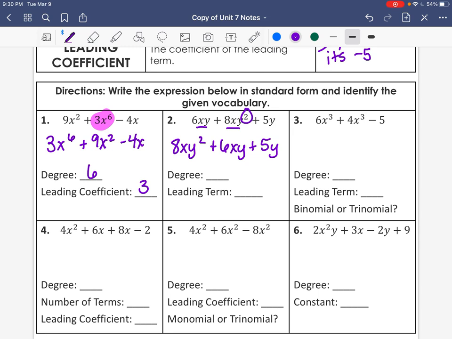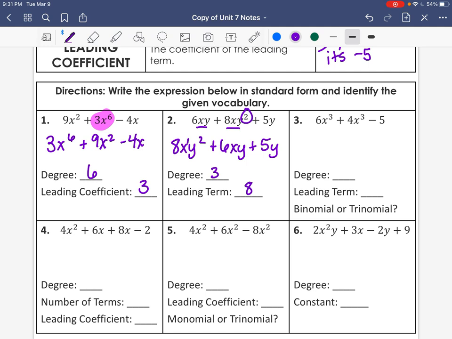So remember, the alphabet determines first, followed by the exponent. So the degree for this would be 3. The reason for that is because x, remember, does have a 1. So 1 plus 2 is 3. And the leading term is, of course, 8 because 8 is the number out front.